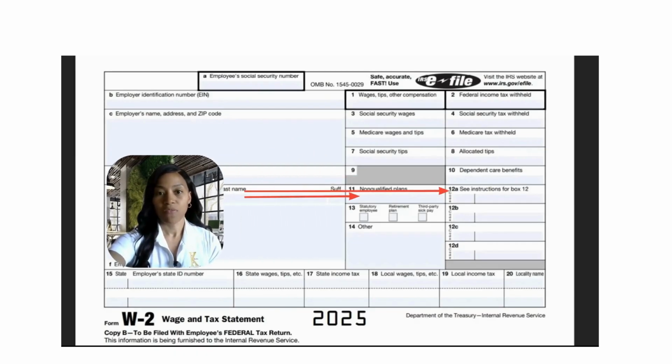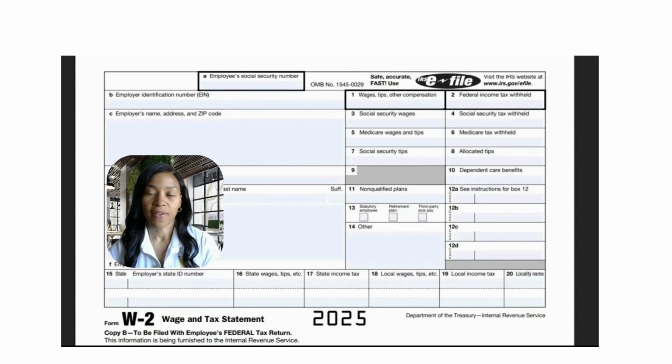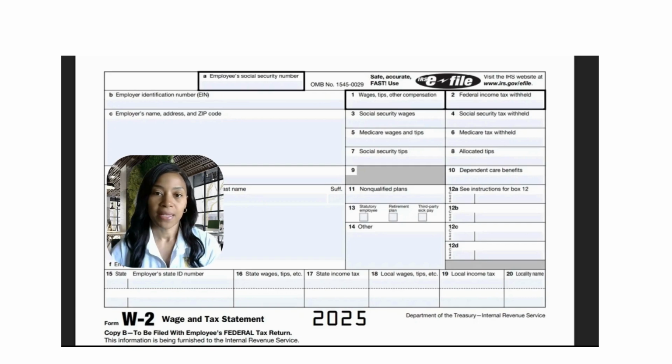Box 11 and 12 are for non-qualified plans and qualified plans respectively. An example of a non-qualified plan is the employer agrees to pay a portion of the employee's salary at a later date. By doing this, the employee may be in a lower tax bracket when they file their taxes. Qualified plans like your 401ks would appear in box 12.